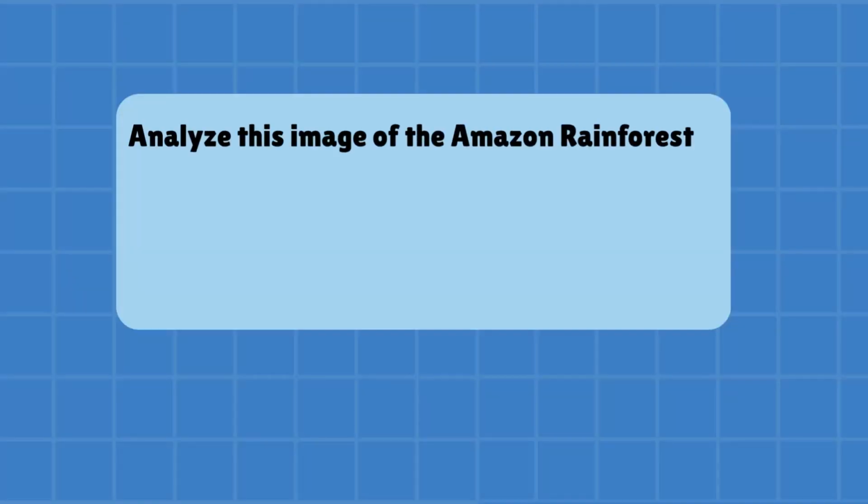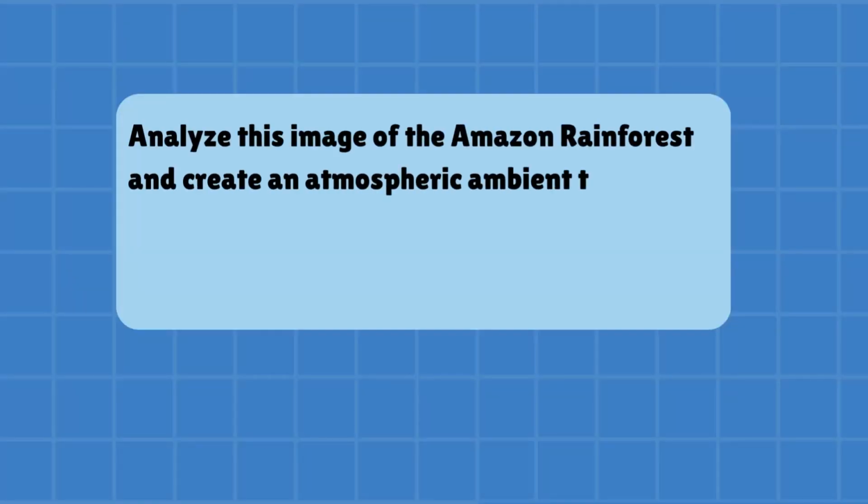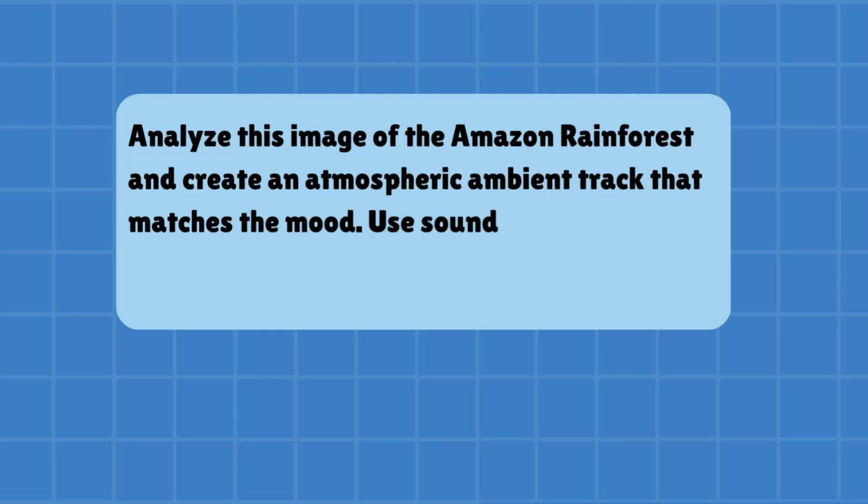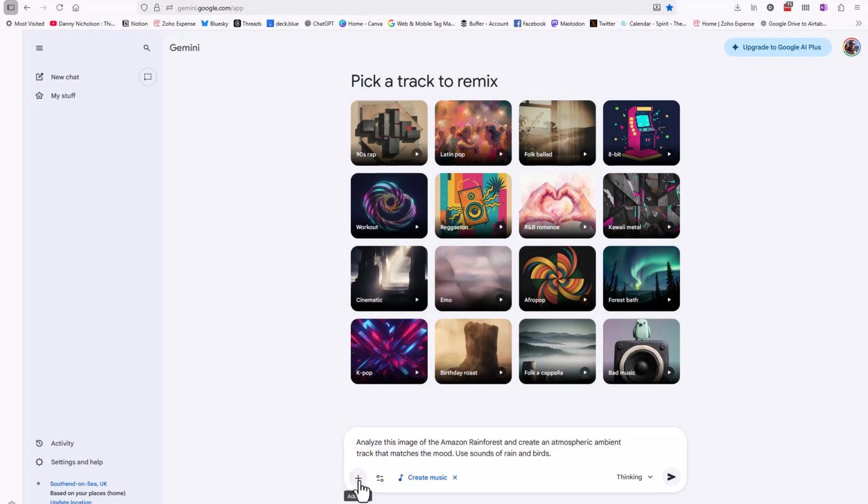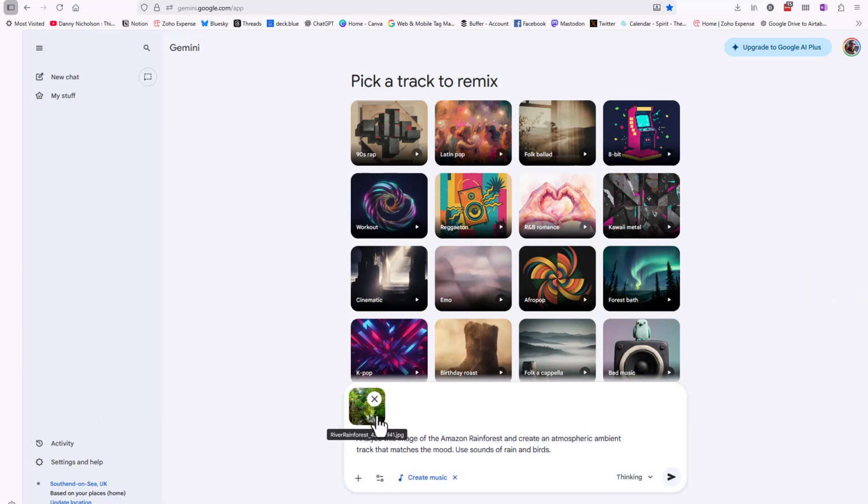So the prompt I'm going to use is: analyse this image of the Amazon rainforest and create an atmospheric ambient track that matches the mood. Use sounds of rain and birds. I can click on the plus down here and choose upload files and then browse to the picture I want, or I can drag it across from a folder and drop it into the prompt box, and it'll upload the image there. Make sure I've got create music set, make sure thinking is set, click submit, and it'll generate the song for me.